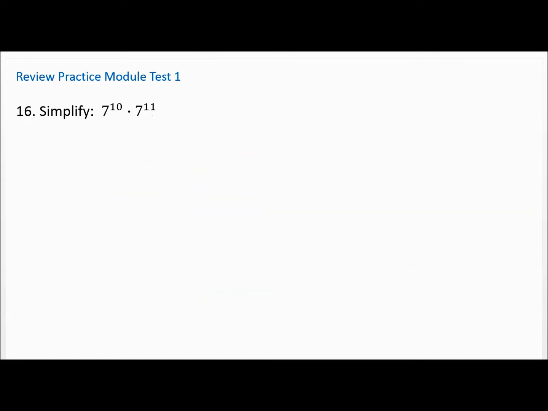Alright, so we have 7 to the 10th times 7 to the 11th. Now, y'all, this is no different than x to the 10th times x to the 11th. Y'all know what to do. When you multiply the bases, which is your variables down there, you add these exponents together. So that's x to the 21 power. Well, when there's a number instead of an x, you don't do anything different. So this is going to be 7 to the 21 power.